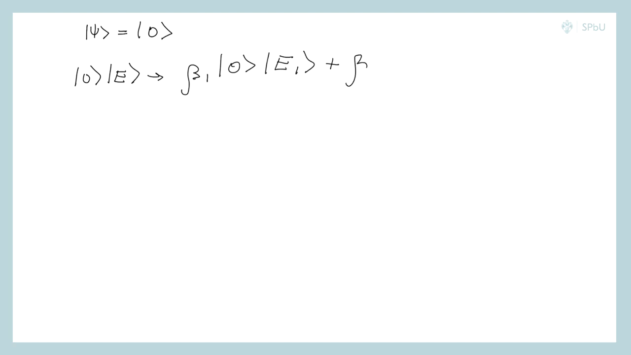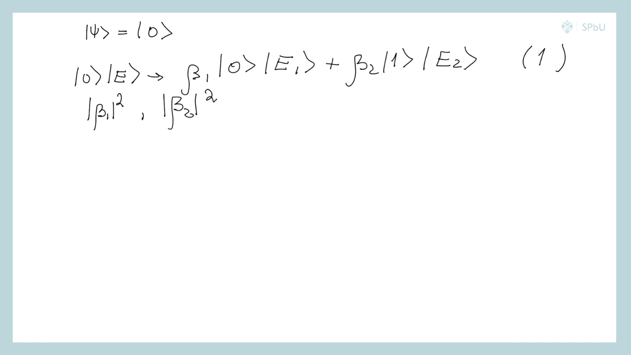E1 plus beta 2, 1, E2. We denote this expression as 1. So, after the interaction with the channel, the qubit will have the probability of beta 1, the magnitude of beta 1 to the second degree, remain unchanged, and the probability of beta 2 squared to perform flip.